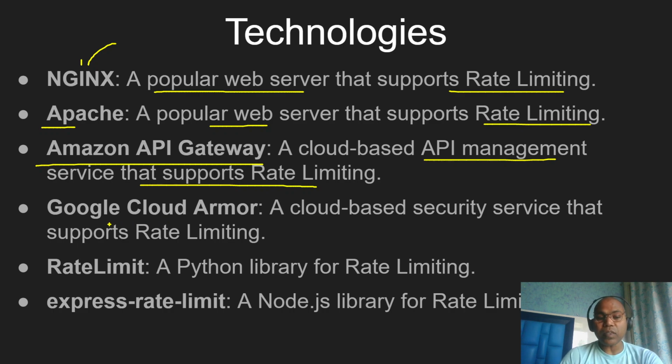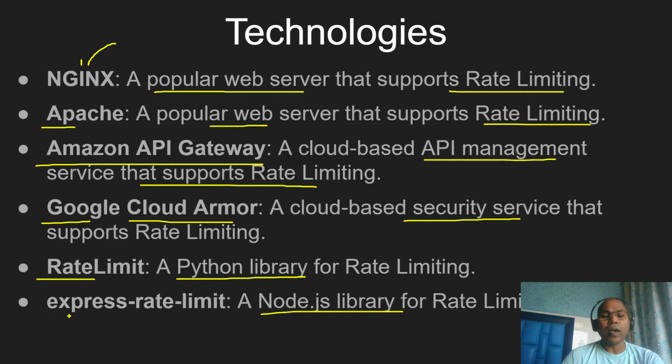Maybe you talk about Google. Google also has Cloud Armor, a cloud-based security service that supports rate limiting. There are even libraries, for example a Python library for rate limiting. If you are using Node.js, there is express-rate-limit. For Java and all the programming languages, you can find a suitable library available.